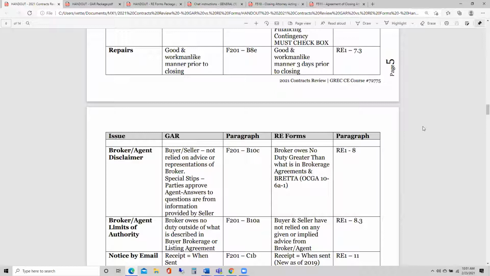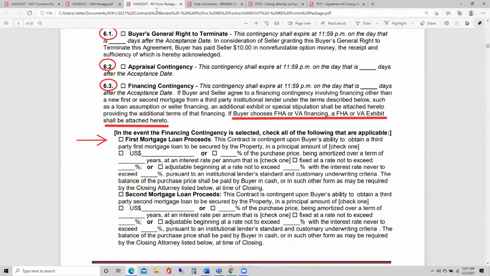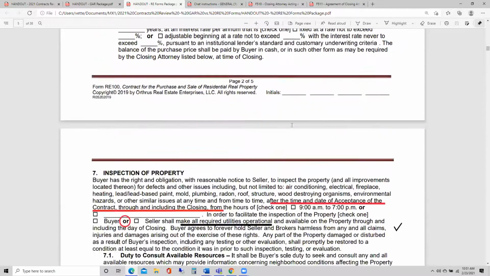In the RE Forms, do you have to include exhibits for financing and appraisal? No, absolutely not. That's what I just pointed out. In the RE contract, they're built in. You don't need any exhibits. Now you have to check the box. Appraisal contingency: if you check the box, this contract is contingent upon the property appraising for sale price. Financing contingency: this contract is contingent upon the buyer getting financing from a mortgage lender under these terms. Buyer's general right to terminate. You do not need any additional forms if they're binding under the RE Forms, unless the buyer's getting an FHA or VA insured loan.